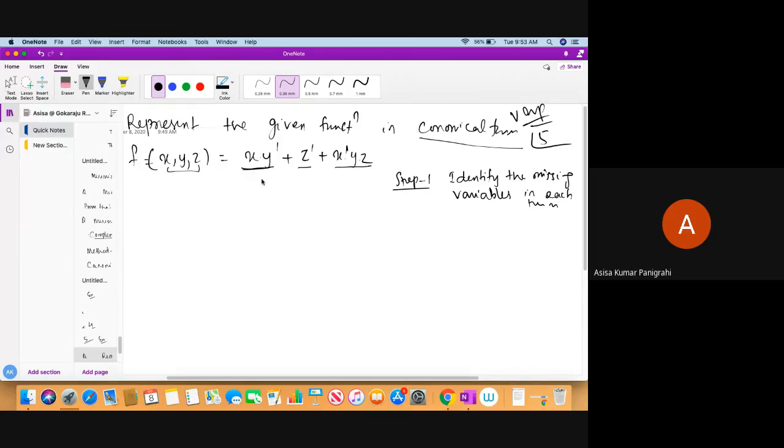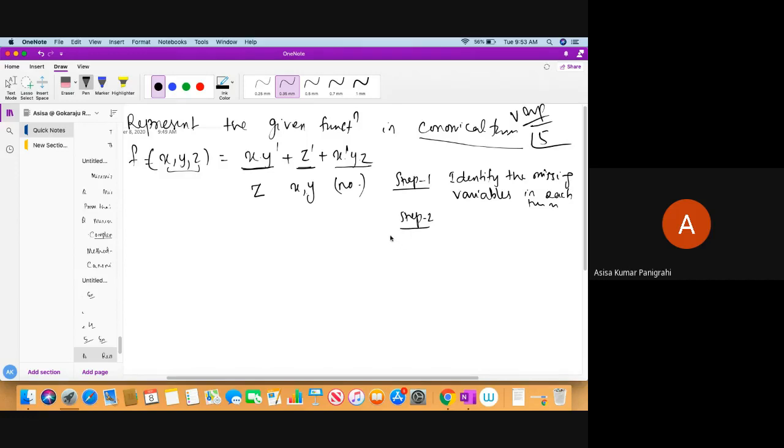This is a term, what is the missing variable? Z. In another term, what is the missing variable? X comma y. Is any variable missing in the third? No. So we have found that variable z is missing in the first term, variables x and y are missing in the second term, and in the third term there is no missing variable.